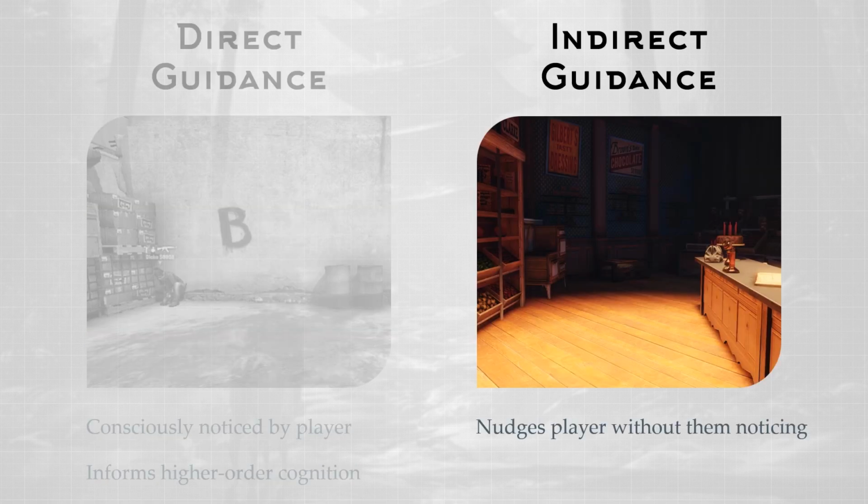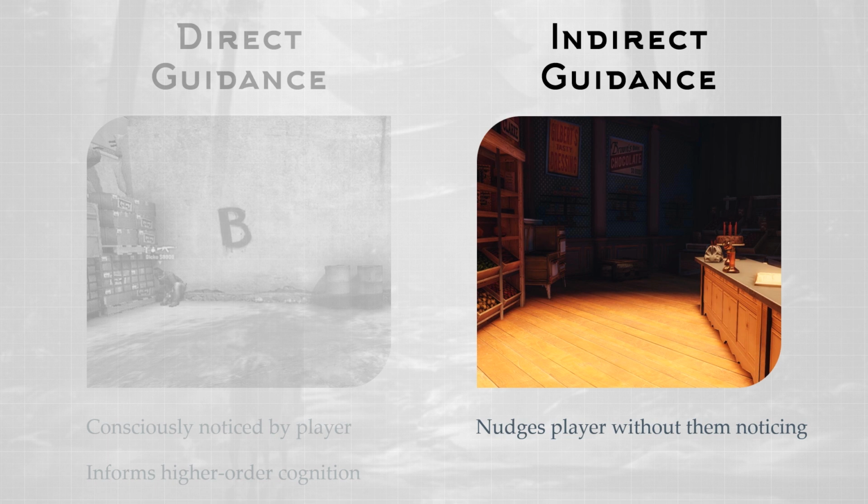On the other hand, we have indirect guidance, which is more or less the opposite. These would be all the elements that subtly nudge the player without them really noticing. This would include a lot of the things that we already talked about. But here in this example from BioShock Infinite, it's the great use of light and dark that guides the player in the scene. And this is usually something that players don't consciously notice.